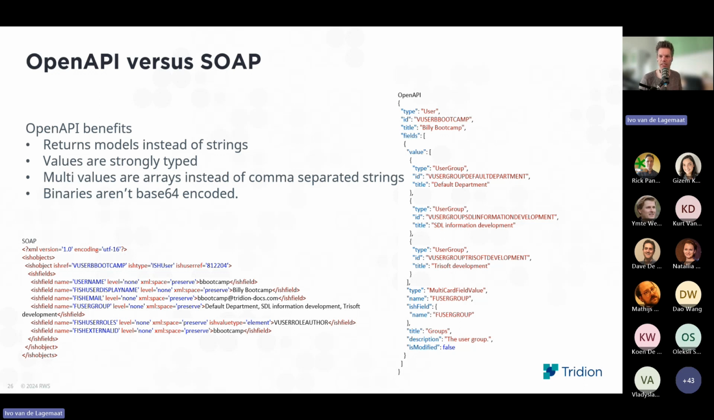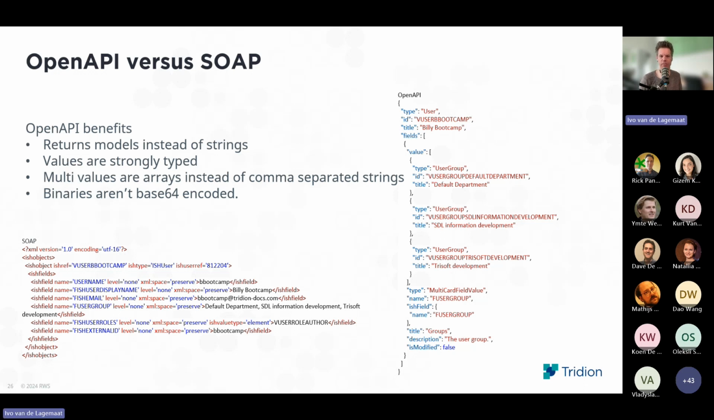Is it a string? Is it a number? Is it a datetime? Is it a multiple value, yes or no? Currently it is using a comma separated string for detecting multiple values, and you have to implement that logic in your client.